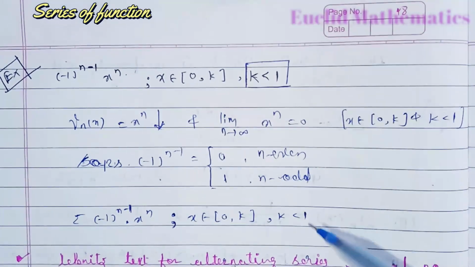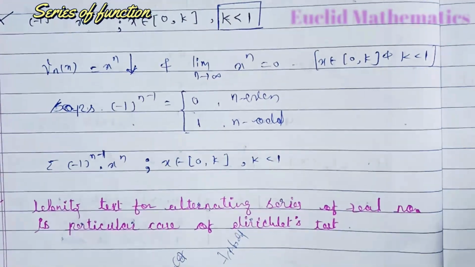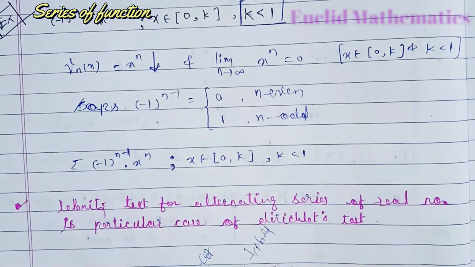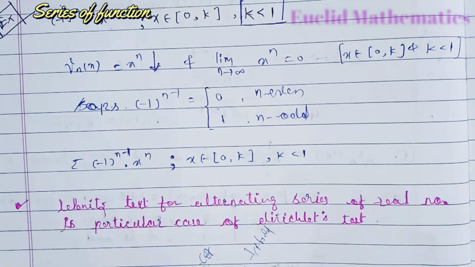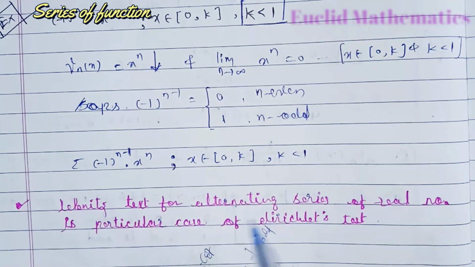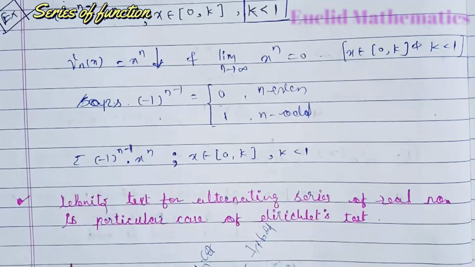Here you can see one remark, which is the Leibniz test. The Leibniz test is the previous part. It says that if you have a series like minus 1 raised to n times some function, it is an alternating series. Minus 1 raised to n means it is alternating, giving plus and minus values, and the other function multiplied with it converges to 0. If this type of series is there, we call it the Leibniz test for alternating series of real numbers. This is a particular case of the Dirichlet test.